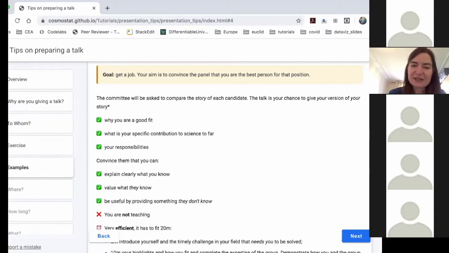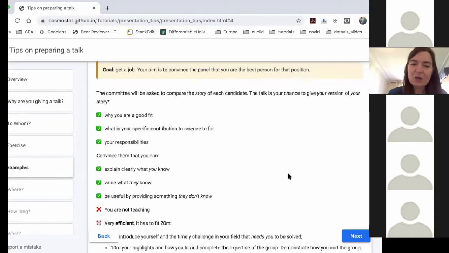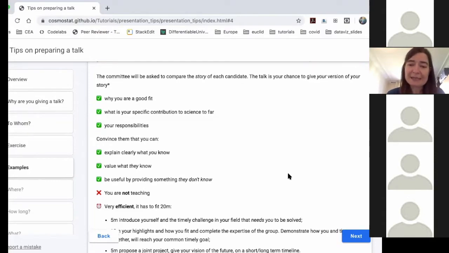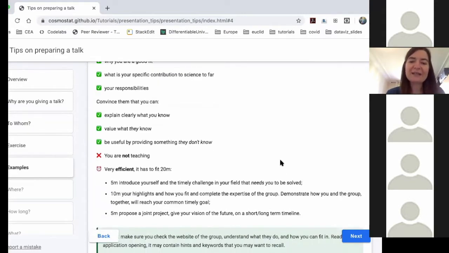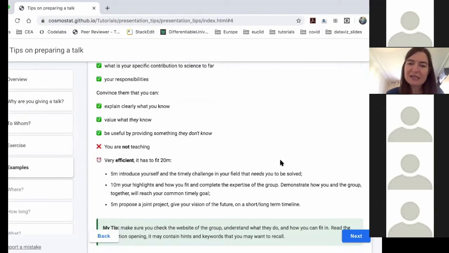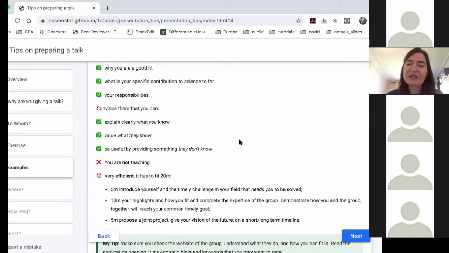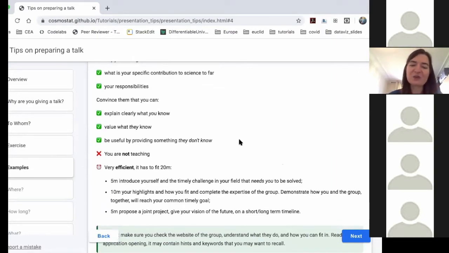You have to demonstrate why you are a good fit. What is your specific contribution to science so far? Your responsibilities. Convince them also that you can explain clearly what you know, but also that you can value what they know, that you can be useful by providing something that they do not know. So this is a different situation from teaching. You're not teaching and the panel committees are not your students. And you have to provide all this information in a very efficient way because you only have 20 minutes.